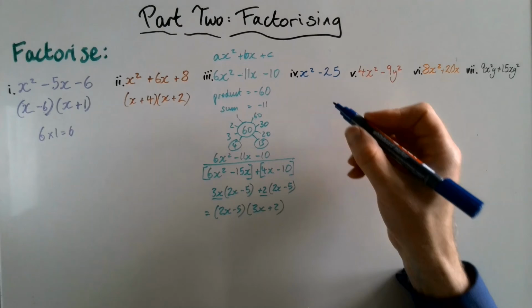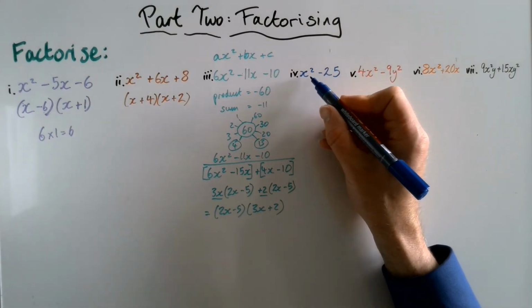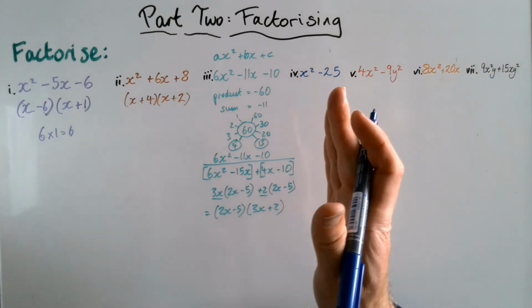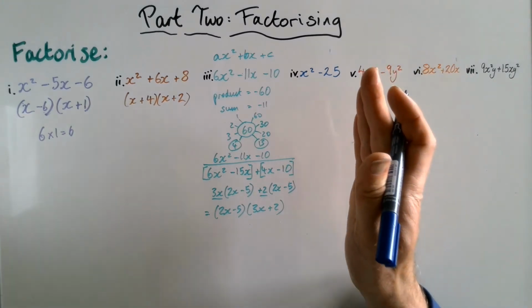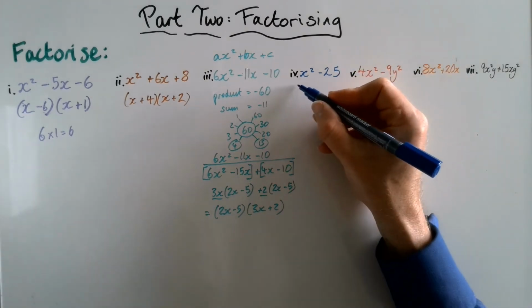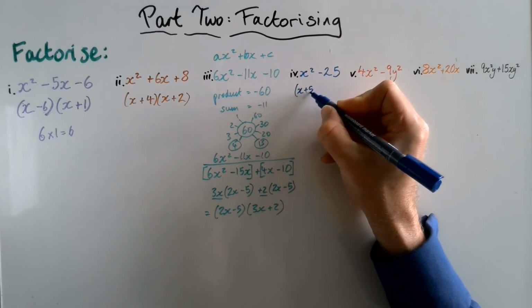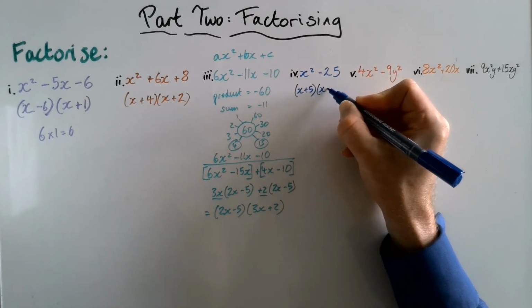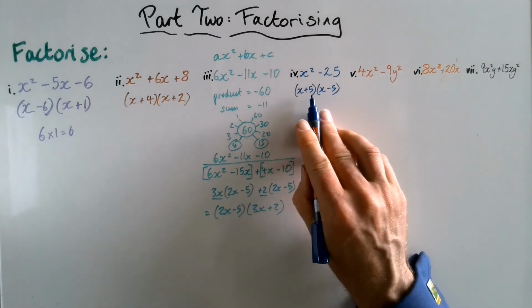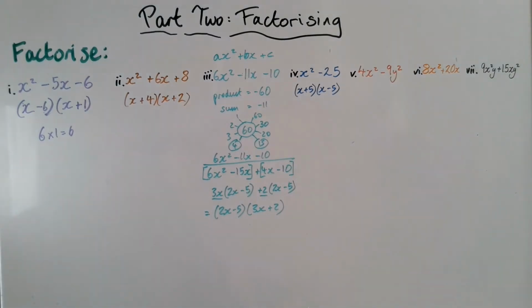This one here, hopefully you spotted, is a difference between two squares. So we've got no x's, we've just got x squared, and we're taking a square number. Because the square root of 25 is 5, if you multiplied x plus 5 and x take 5 together, you would get 5x and negative 5x, which would cancel each other out. So that is that one done.